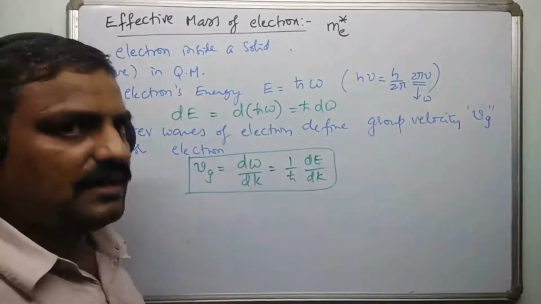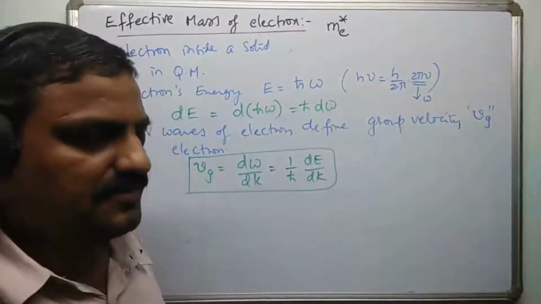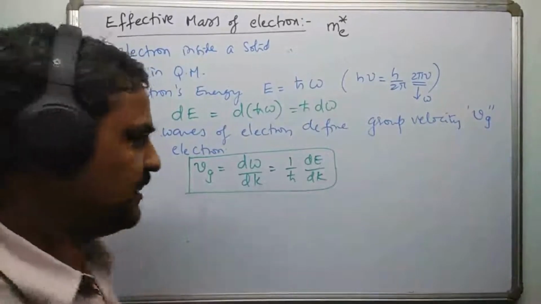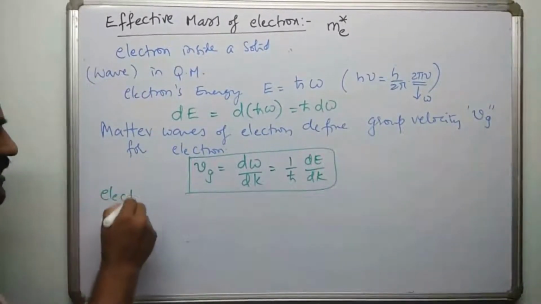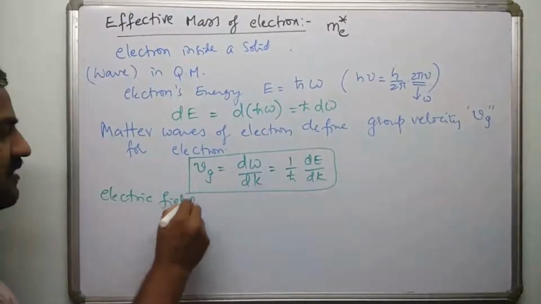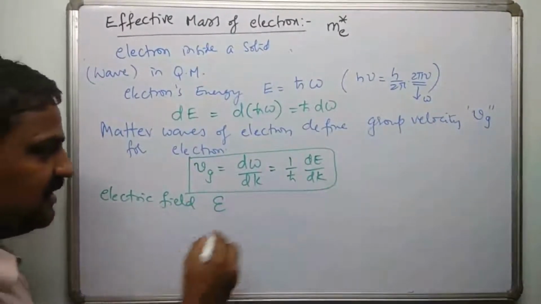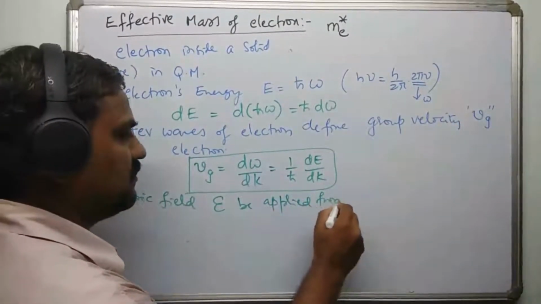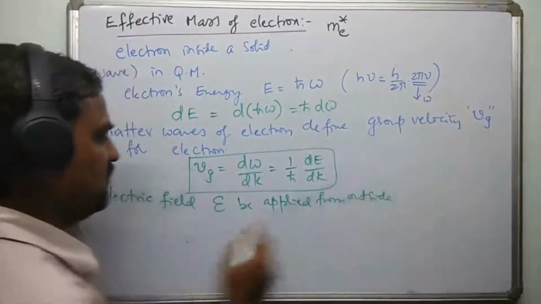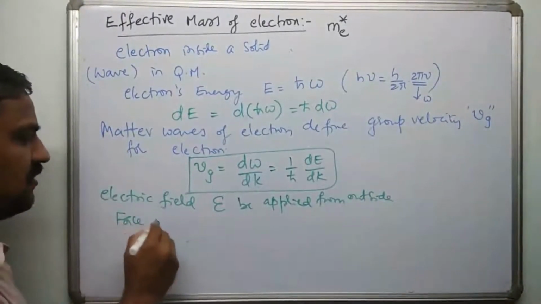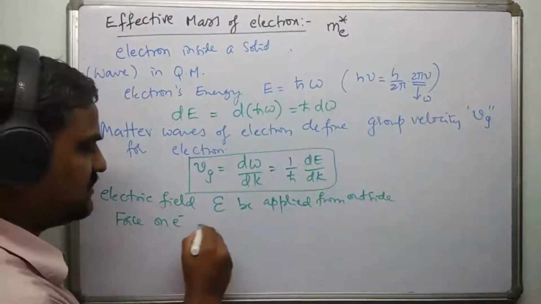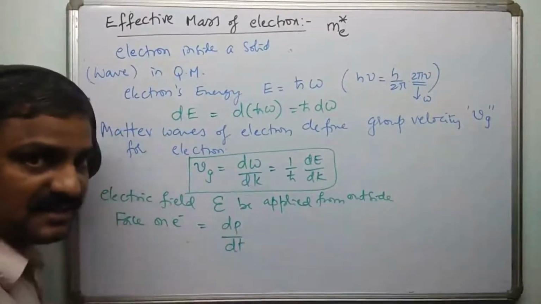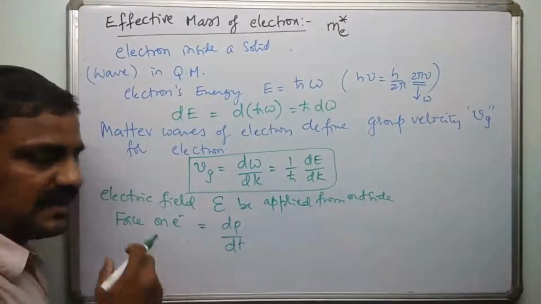Recall, if the electron is a particle, not a wave, then it obeys Newton's law. When you apply an electric field from outside, let us say electric field curly E, I will calculate the force on the electron. The force on the electron is, by Newton's second law, the rate of change of momentum, dp by dt.